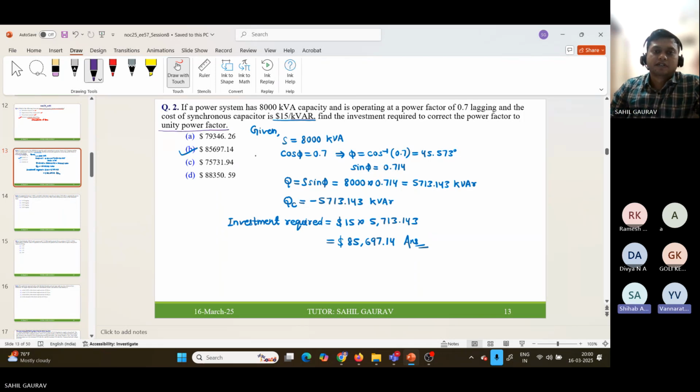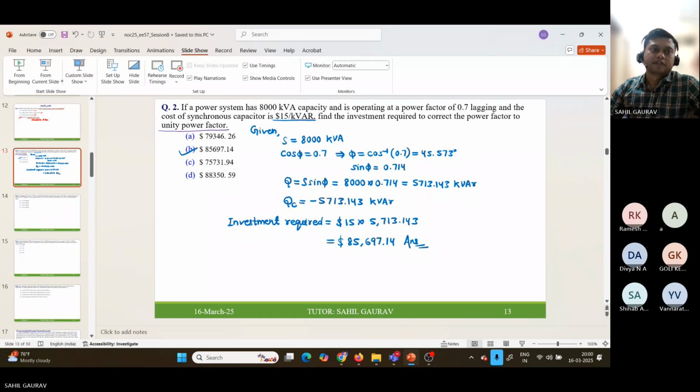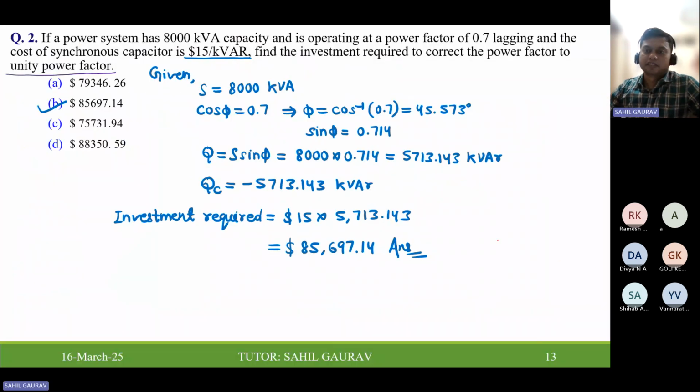Now, if it is unity, it is easy to calculate. You don't have to find the power factor angle, you can directly take the kVAR. If you make it, then it's also good. If you consider the power factor triangle, then this is QL, and this is active power, and this is your apparent power.